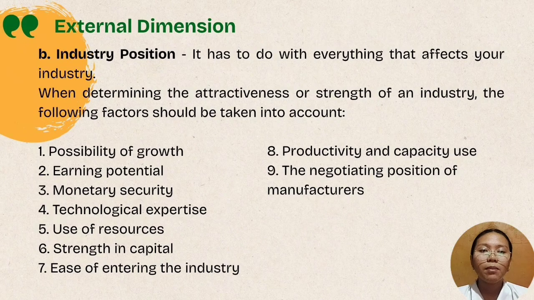And then strength in capital. So muna yung availability and strength sa financial resources in the industry. And then ease of entering the industry. So kung unsa ka sayon or lisod for new businesses to enter this industry. And then productivity and capacity use. So muna ang kung sa ka effective ang businesses sa pagproduce silang goods and use the resources. And then lastly is the negotiating position of manufacturers. So muna ang ability of manufacturers to influence prices and business terms.